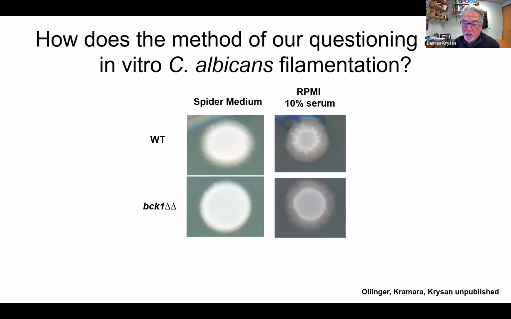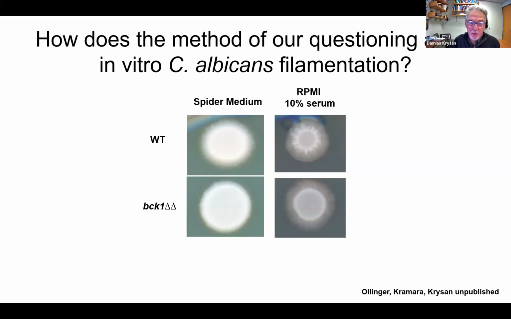With this sort of notion, I was interested in asking whether the method of questioning affects, particularly in vitro, Candida albicans filamentation. This is some data from a different project focusing on in vitro filamentation, in which we have a protein kinase knockout. When we look at its filamentation phenotype, which is this fuzzy stuff around the outside of the wild type strain on Spider media, when we knock it out, it goes to a very smooth colony form, indicative of a reduction in the ability to undergo filamentation.